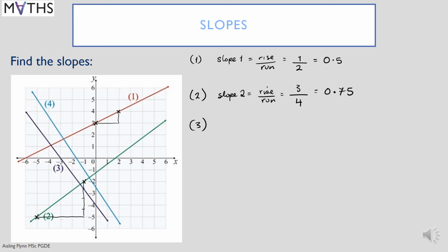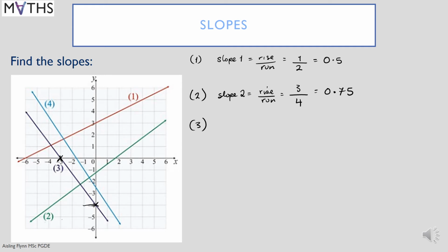Now let's look at line number 3, which is purple or perhaps navy in color. Okay, again we have to try and find 2 points, ideally 2 that are on a grid line. Now I'm just going to delete some of my markings from earlier so we can see more clearly. Okay, so I can see a point here on the x-axis and one here on the y-axis, and I'm going to construct a right angle triangle.